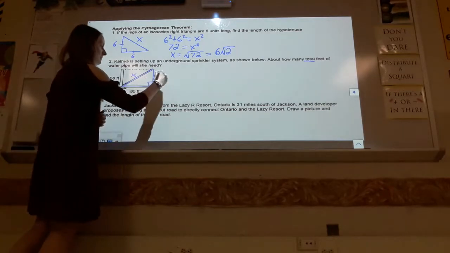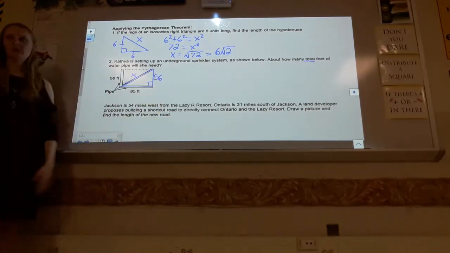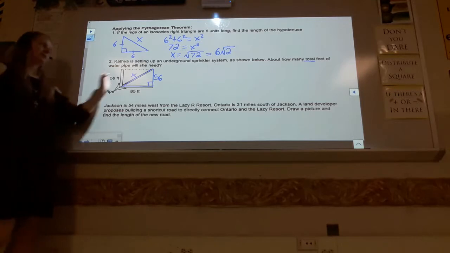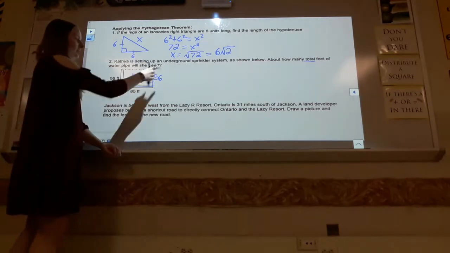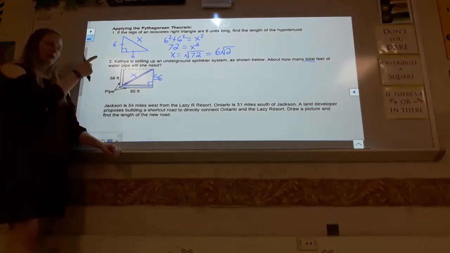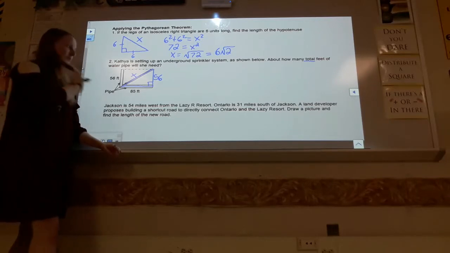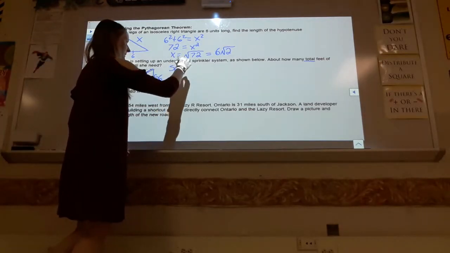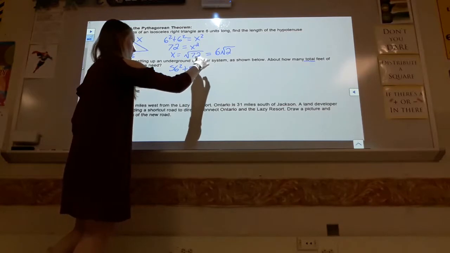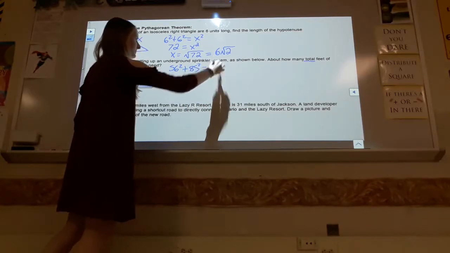Hopefully you guys remember the property of a rectangle that the opposite sides are equal. So if this is 56, I can move 56 over here. Now I can use this information to help me solve for that third line of pipe. So I'm going to use the Pythagorean theorem: 56 squared plus 85 squared is equal to x squared.